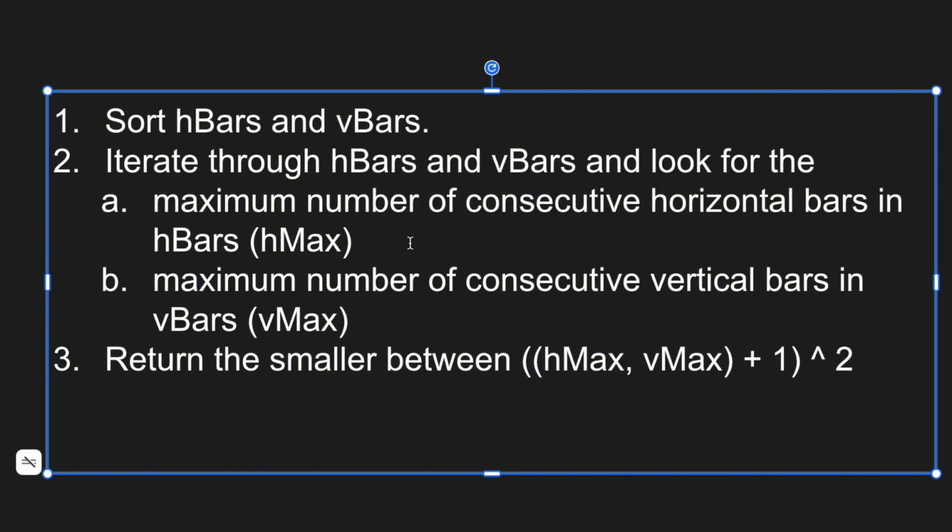How we can look for the consecutive bars is, as we iterate through these two arrays, if the difference between the current element and the previous element is 1, then we know it's consecutive. We keep track of the number of consecutive numbers and find the maximum at the very end. After that, we return the smaller number between h max and v max, add 1 to that, and square it, because that's how we calculate the area. We can return this as our result.